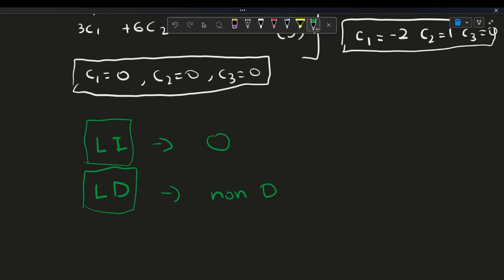So understanding linear independence is crucial in many areas of mathematics and its applications, such as solving system of linear equations, finding bases of vectors, and more. So this is a really important topic which you must know.